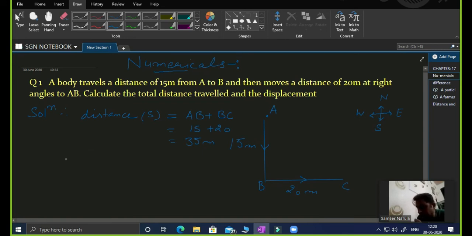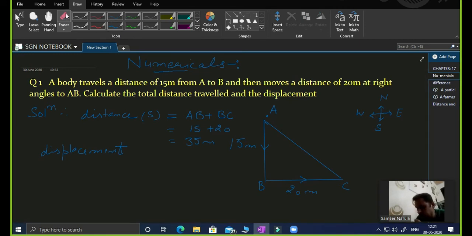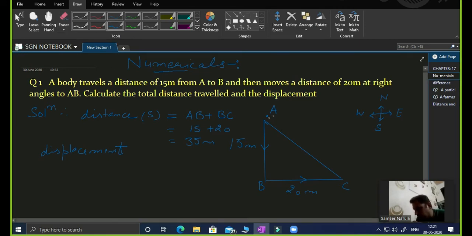35 meter. Okay, now we just calculate what the displacement is all about. Now displacement is nothing else than the shortest distance between A and C. Now it should be a shorter distance between A and C. That should be counted. Now we just make it very clear here. Okay, now this is what we have. This is the shorter distance between A and C. Now direction wise.